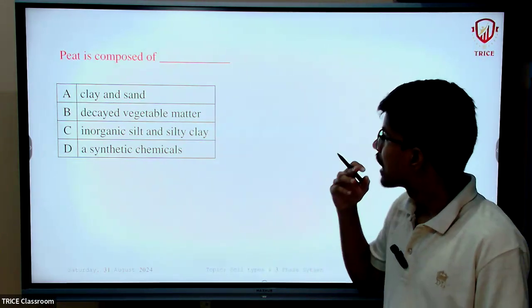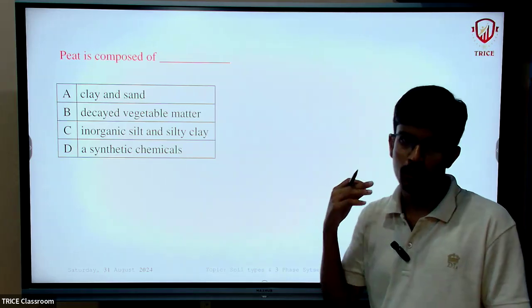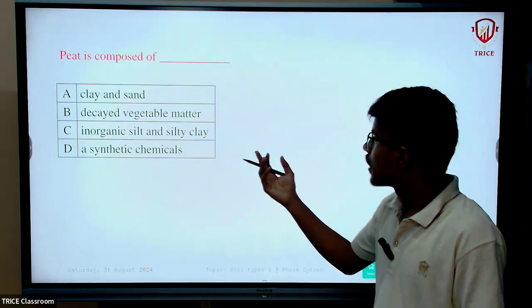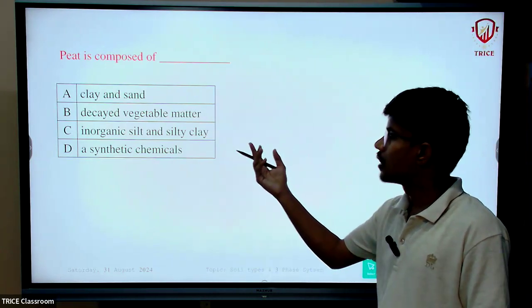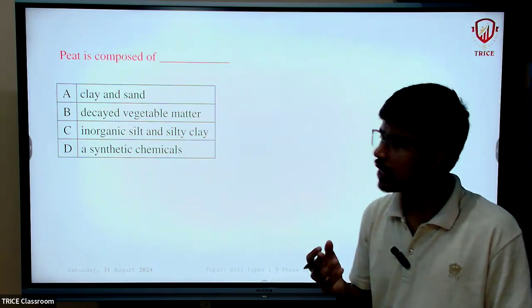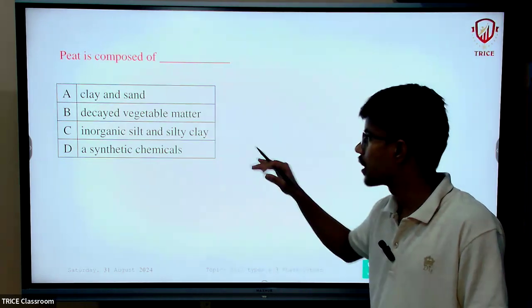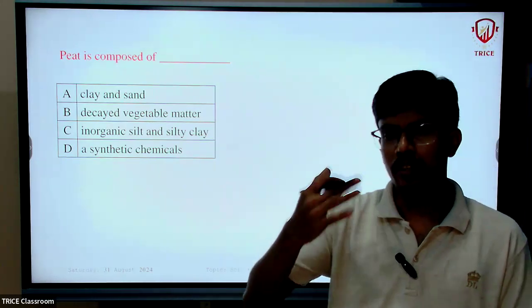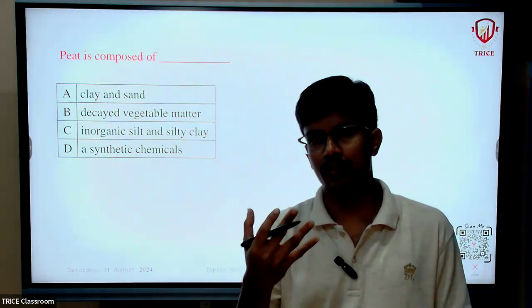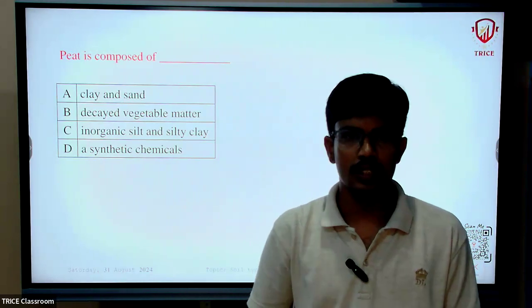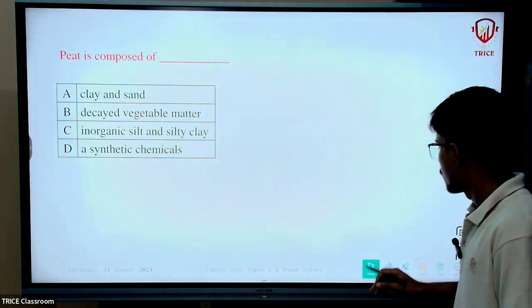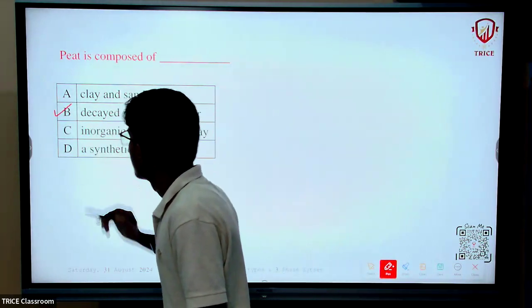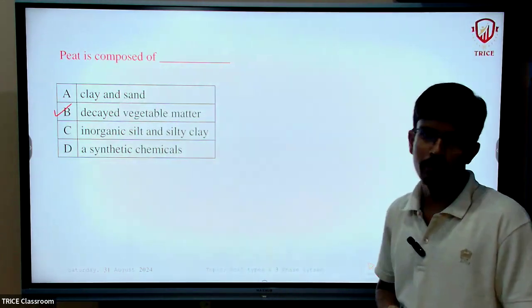Clay and sand come under the inorganic soils. Inorganic silt and clay come under synthetic chemicals, and we don't get any peat formation due to synthetic chemicals. Peat is always organic in nature. It is formed by the action of animal decay with dead roots. Therefore, the option will be B, decayed vegetable matter.